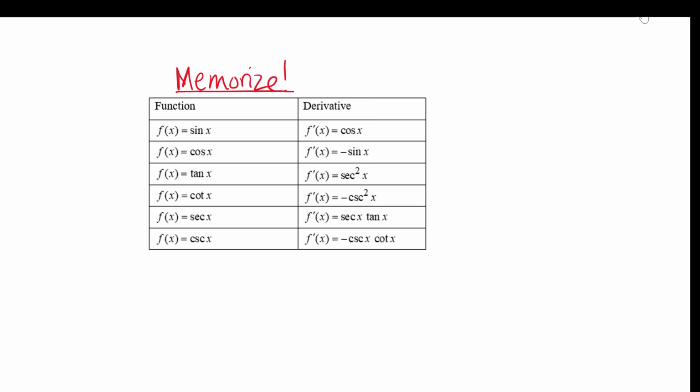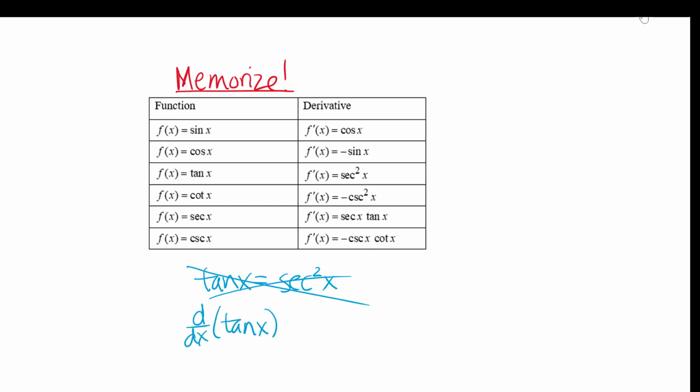One thing that you want to be super careful about: every once in a while I see students that will write silly things like this. They'll write things like tangent of x equals secant squared x. And what they really mean is that the derivative of tangent of x equals secant squared x, but this statement that's right here is not true. So don't write things like that. That's nonsense. Instead, write things like this. The derivative of tangent of x is secant squared x.